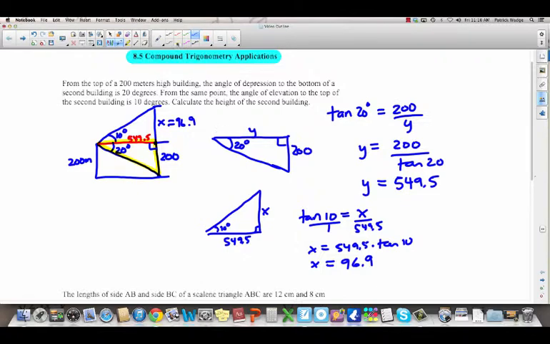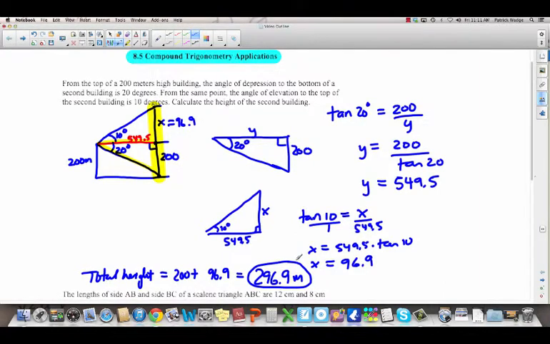How do we get the total amount? You need to figure out how much this total distance is right there. No problem. If from here to here is 200, and from here to here is 96.9, the total height is 200 plus 96.9. It's 296.9 meters. Finished. Tricky, eh? Guess what?